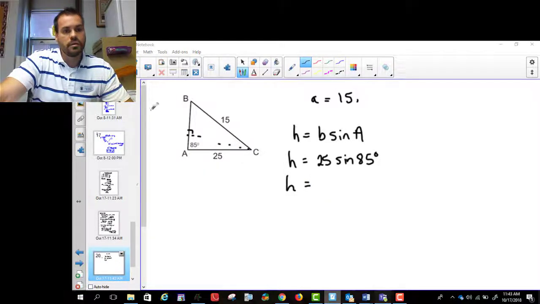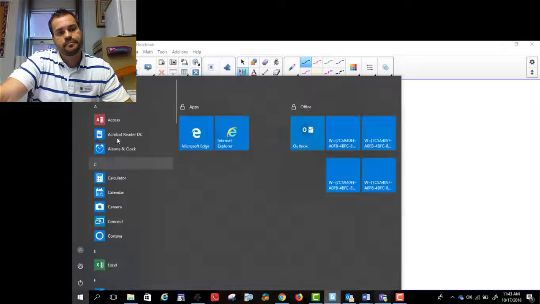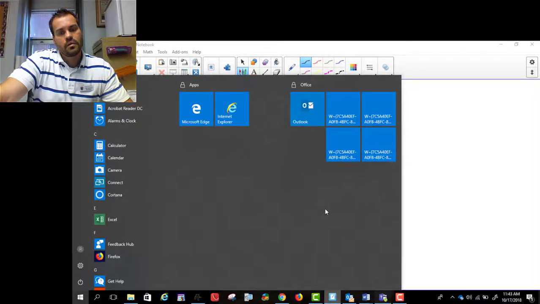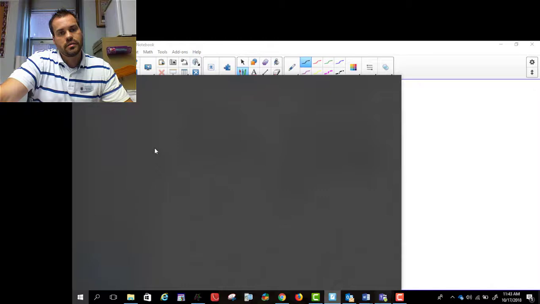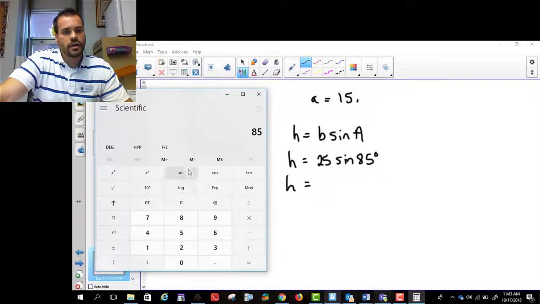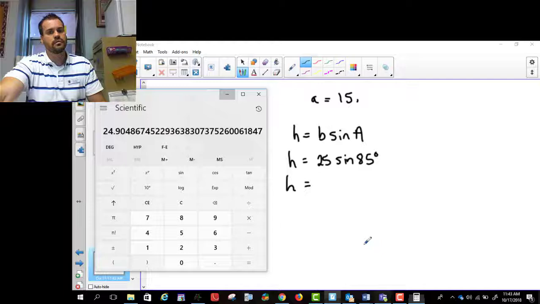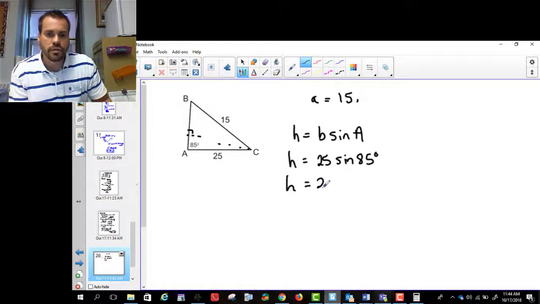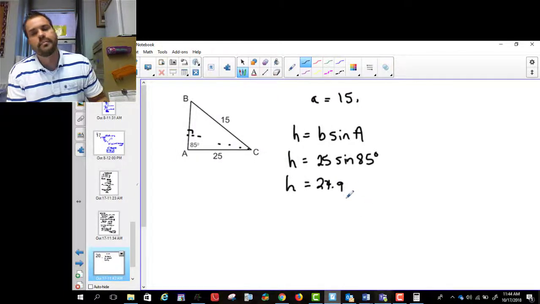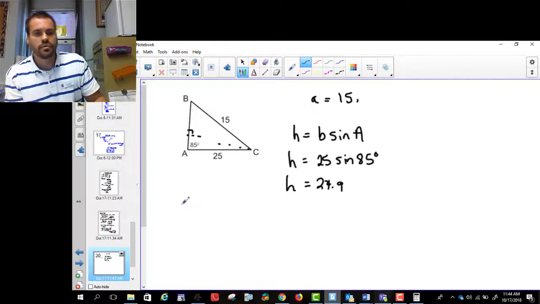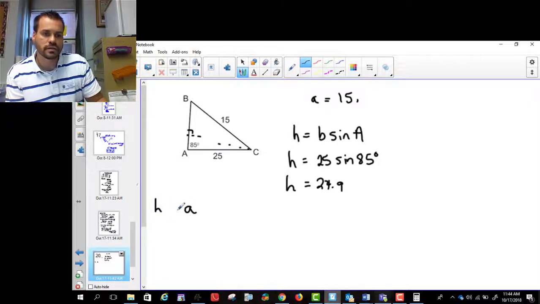We're going to get our calculator out and figure out what that is. I go 85, take the sine of that, and multiply it by 25, and I get 24.9. So the height is 24.9. What I have to do is compare the height to the a value I was given, and fill in whether it is greater than, less than, or equal to. In this case, the height is greater than a.